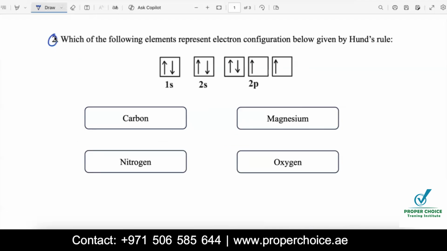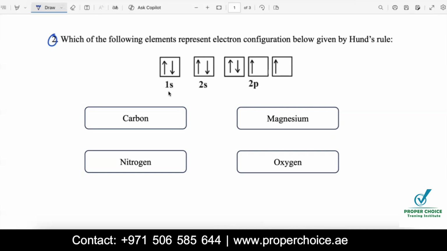Question number 2 says, which of the following elements represents the electron configuration below, given by Hund's rule? So this is the way of representing Hund's rule. Which element is this electron configuration representing? You just need to count how many arrows it has. The number of arrows indicates the number of electrons that the element has, which is the same as the number of protons, that is the atomic number. We can use the periodic table to predict it.